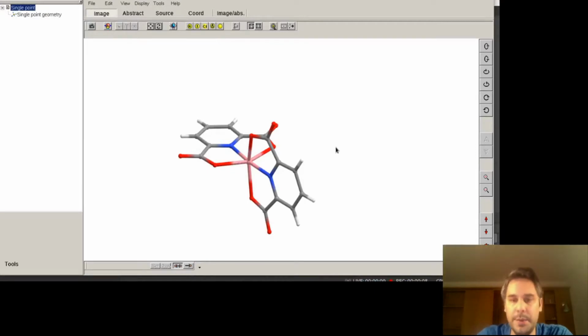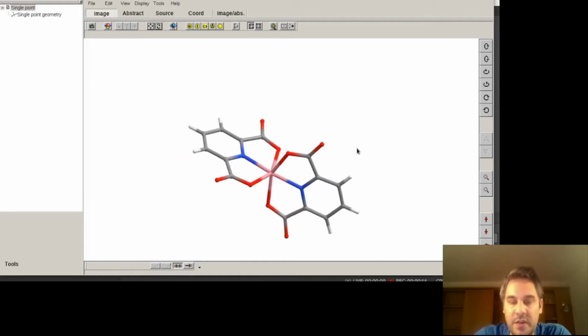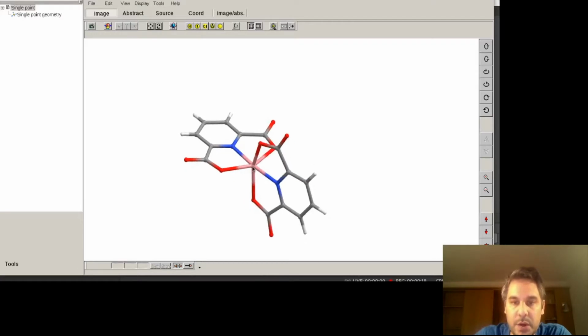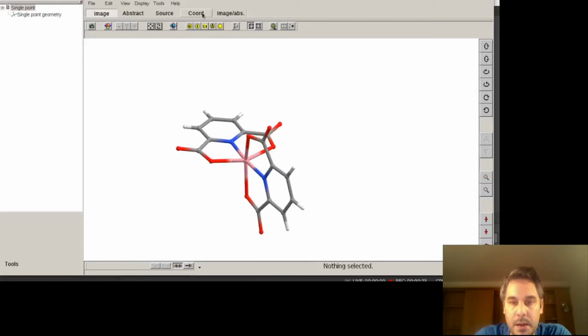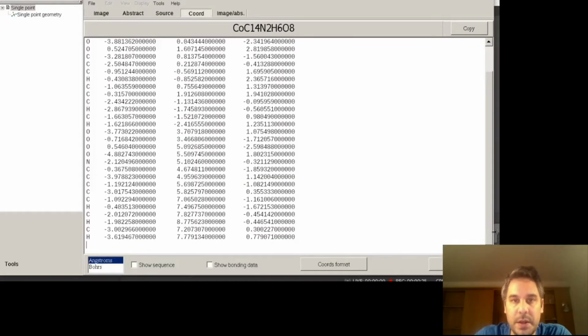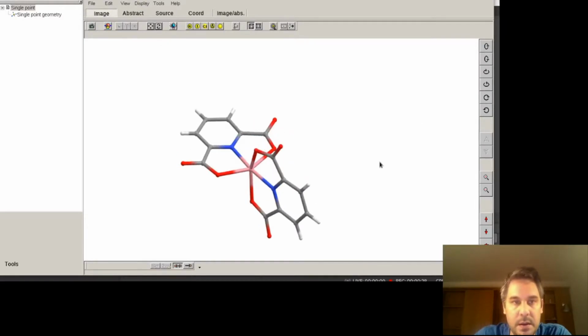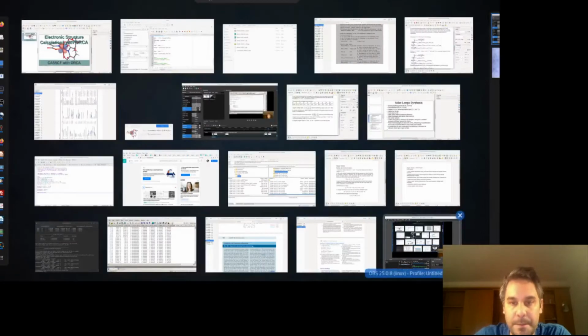Hi, welcome back everybody. Today I'm going to show how to do CASSCF calculations of a high-spin cobalt complex. So this is a part of the molecule that has a high-spin cobalt center here. So I am going to copy the coordinates and submit an ORCA input file.